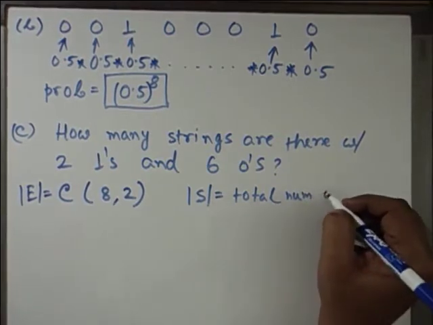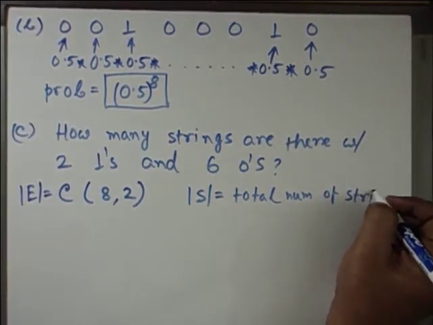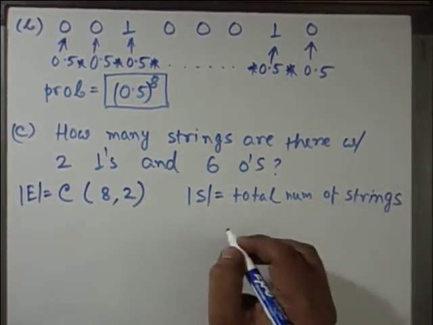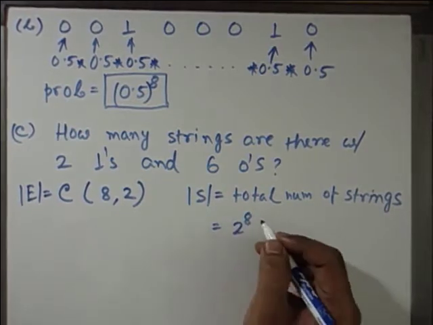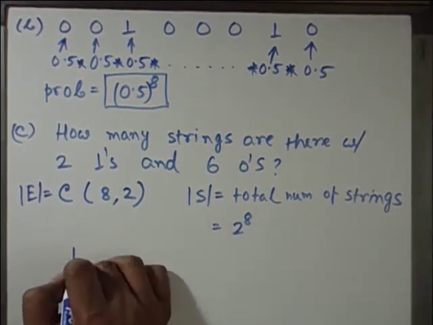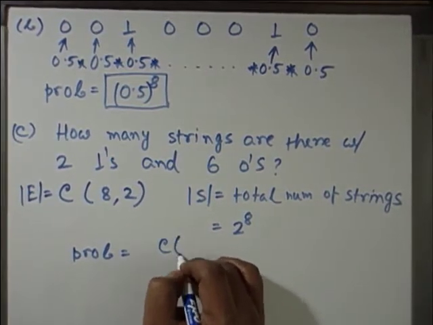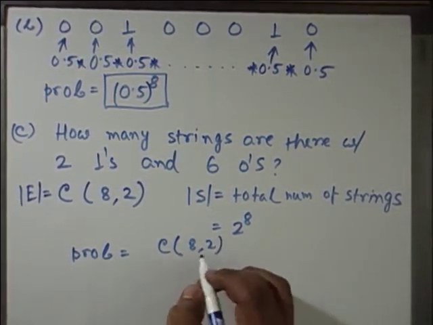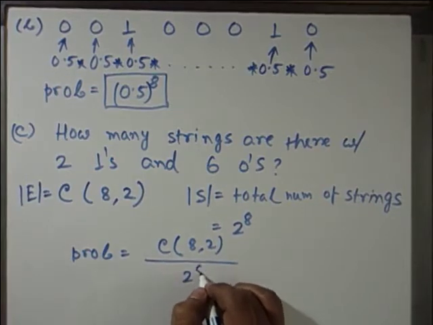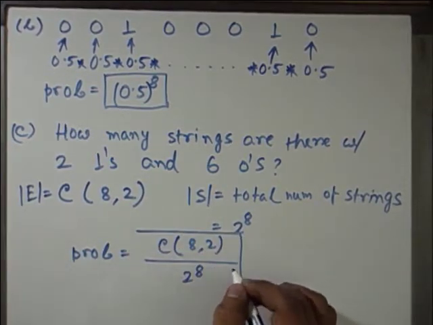Total number of strings, that is 2 to the power 8. So the probability is 8 choose 2 over 2 to the power 8.